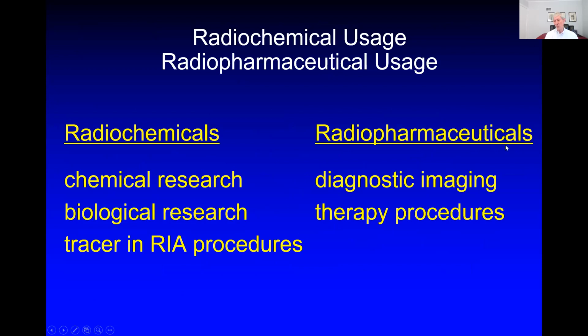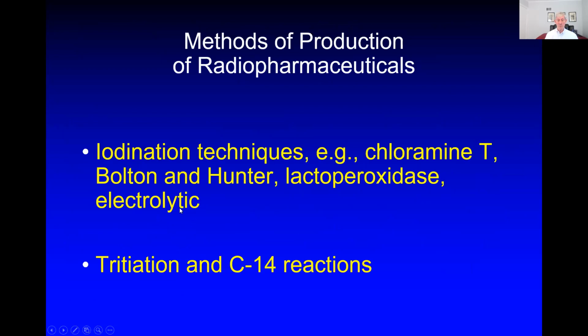Now, what do we use them for? This, of course, diagnostic and imaging and therapy, but radiochemicals, they're really for research prior to them becoming a pharmaceutical. And also when we, in the good old days, performed radioimmunoassays, they were the tracer in an RIA. You were allowed to pipette it into a tube, but never, ever inject it into a human.